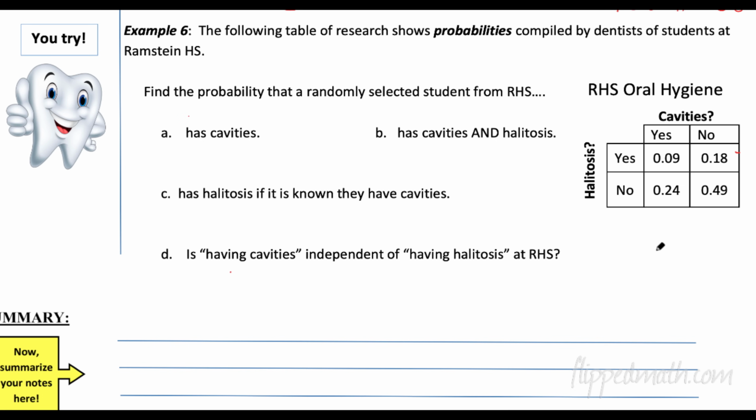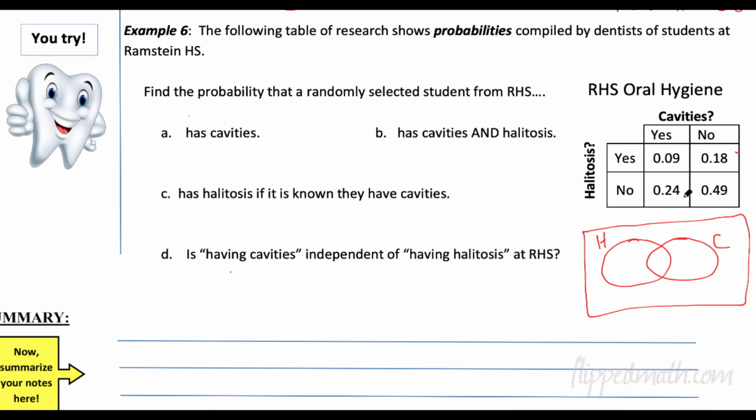All right, so the first thing we need to do, I'm going to draw a Venn diagram. Here we go, Venn diagram. So let's fill out this Venn diagram so we have something visual to look at. We have halitosis, we have cavities. So the part that's both here is 0.09. I'm going to put that right in the middle. Boom. And then what do we got? This 0.18, that means yes to halitosis but no to cavities. So that's going to go right here, 0.18. And then 0.24, that is yes to cavities but no to halitosis. And then neither is 0.49. So now we have our Venn diagram we can look at.